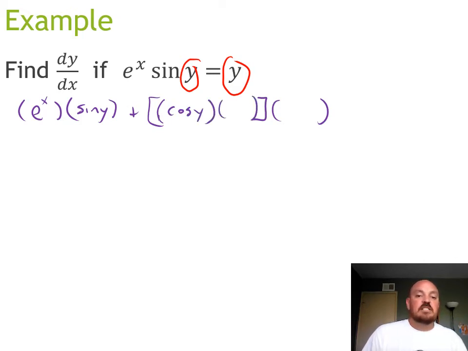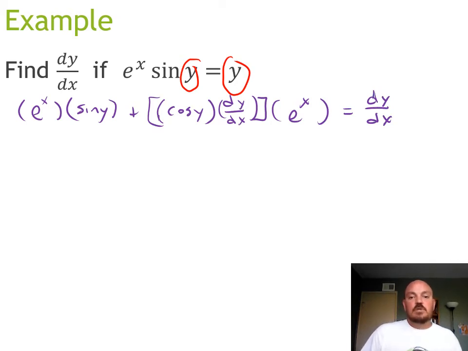But the reason I left myself extra space is that when you're doing implicit differentiation, anytime you take the derivative of a function of y, you end up with that extra dy dx term there. And then we multiply that by the first function, which is e to the x, equals, and now we get the easier part. On the right-hand side is just y, and the derivative of y is dy dx.